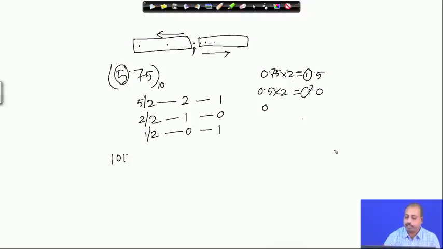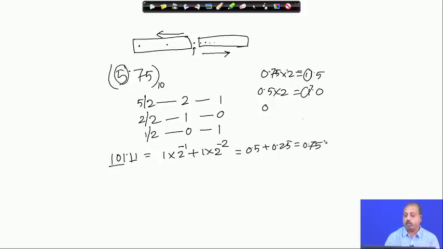So, here the fractional part is represented as 1, 1, and you see that this really represents the number 5.75, because the left side before the decimal point represents 5. The right side is 1 into 2 power minus 1, because the base of the number system is 2, plus 1 into 2 power minus 2. So, 2 power minus 1 is half, that is 0.5, plus 0.25, so this is 0.75.